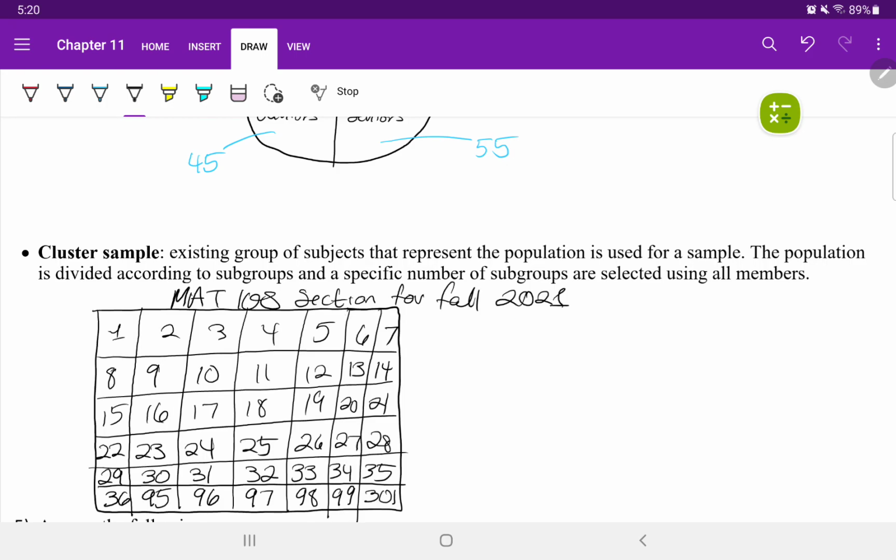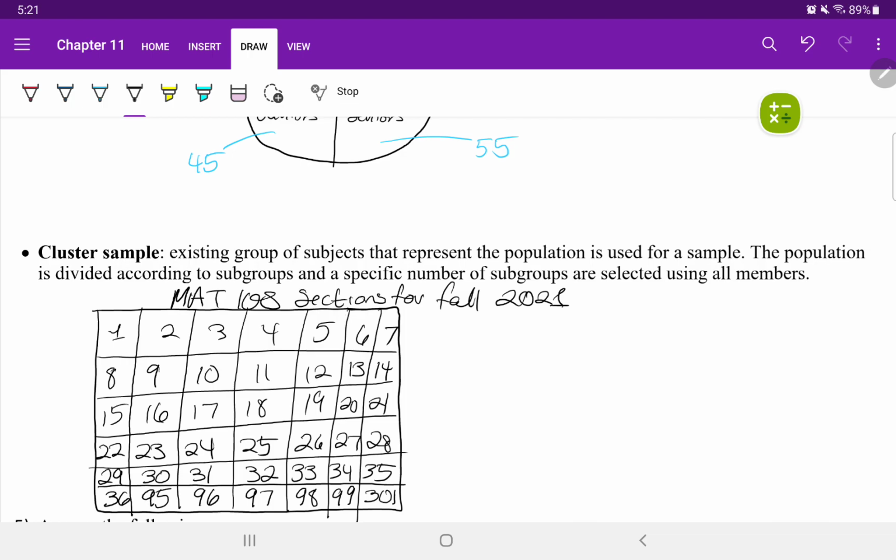Now, below, my population will be Math 108 sections for fall 2021. Let's say I want to run a study where I survey students who took Math 108 this fall, and here are the sections. There are about 42 sections. You guys are section 5, so you can see your section right there. If you notice, each section represents a class of Math 108, so there are 42 classes in total.